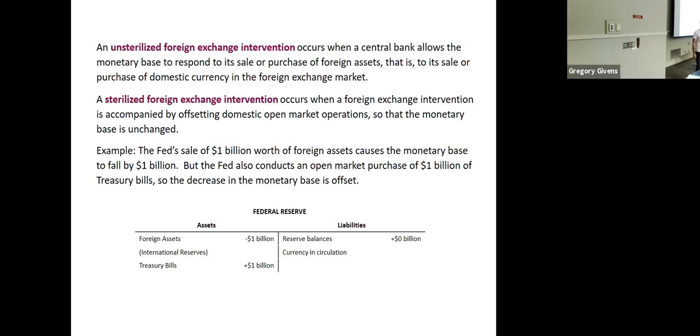If it does that, how does it pay for them? By crediting the reserve account of these primary securities dealers. And so what's going to happen to reserve balances? They're going to rise by $1 billion and go back to a net zero position on the T account. So here we have the Fed selling international reserves, but simultaneously buying domestic assets so that reserve balances remain unchanged. Therefore, the monetary base will be unchanged. That is a sterilized foreign exchange intervention.